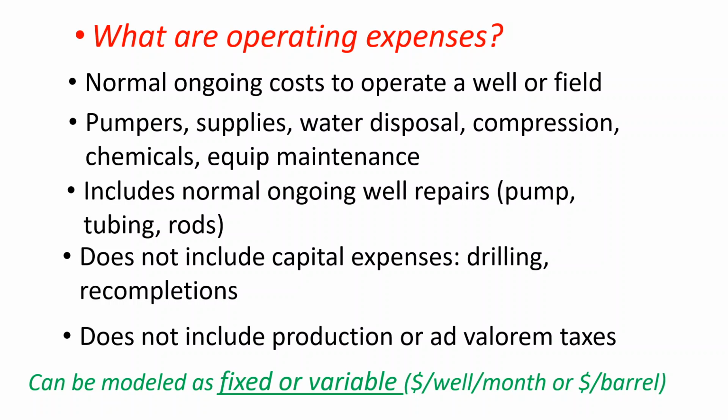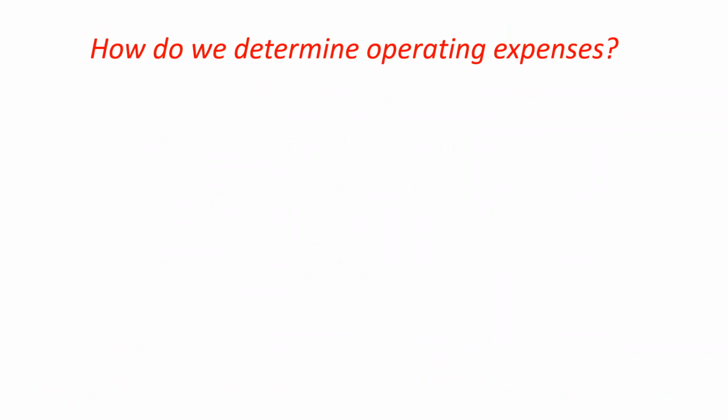And operating expenses can be modeled in your economics projections as fixed or variable, where fixed is dollars per month and variable is dollars per barrel, because as the production goes down, the expenses would go down, or they would vary based on production.